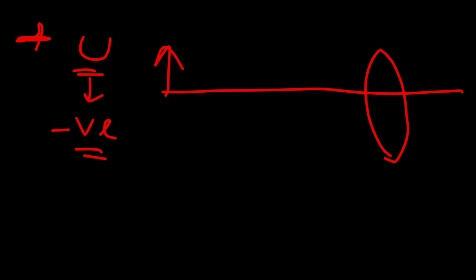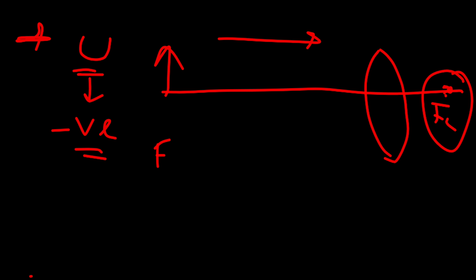The focal length is always taken as here, f2, because the incident ray is coming towards like this. After refraction, the light ray passes through the focus, so you are going to consider the focus as here. So focus is positive.